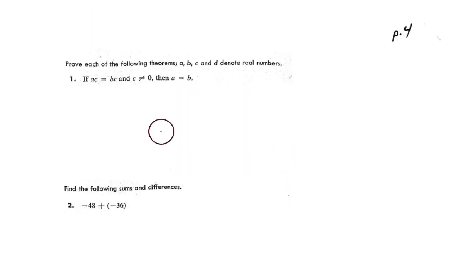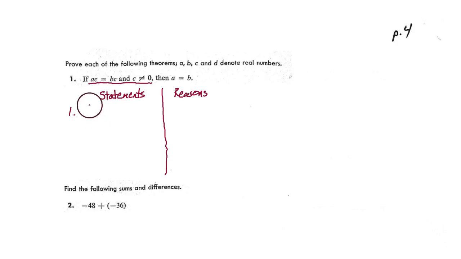Next, we're going to do what's called a proof. A proof has 2 columns. The first column heading is called statements. The second column heading is called reasons. For the first statement, you use the hypothesis of your sentence. The hypothesis is the portion that goes with the word if. What you do is you just copy that down.